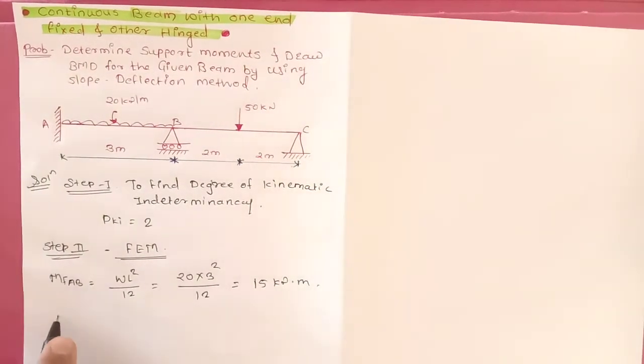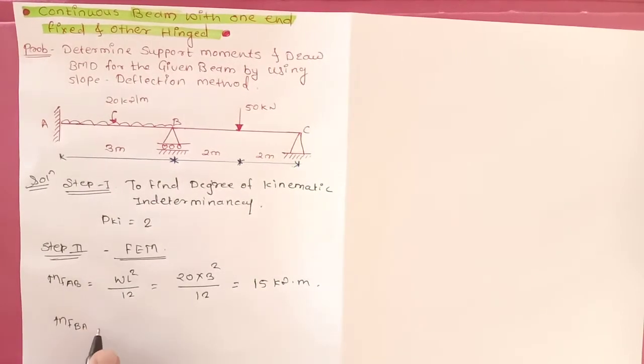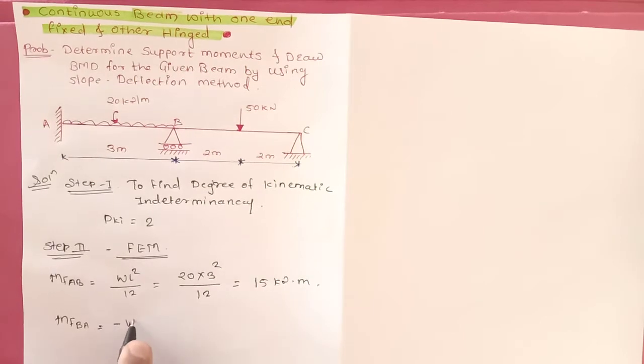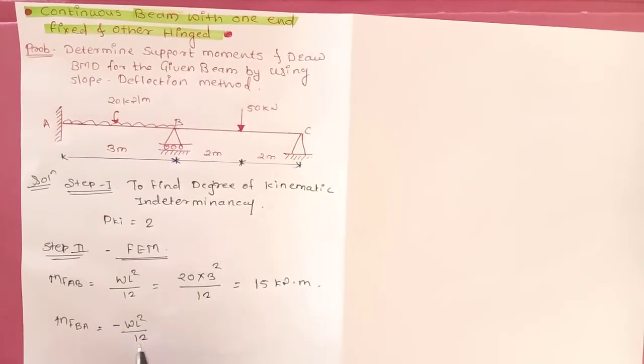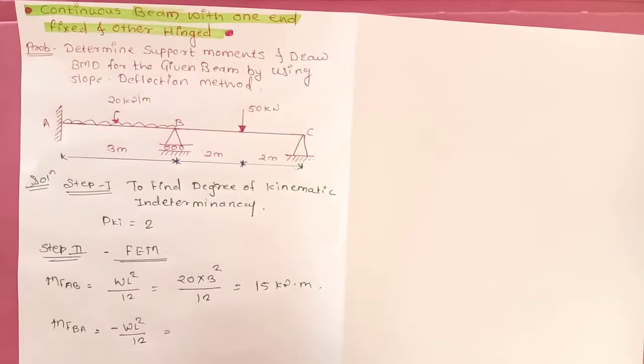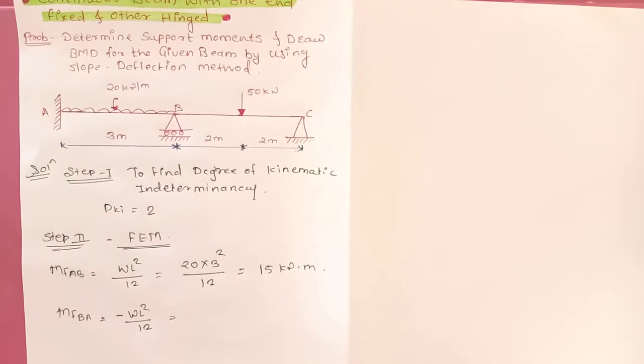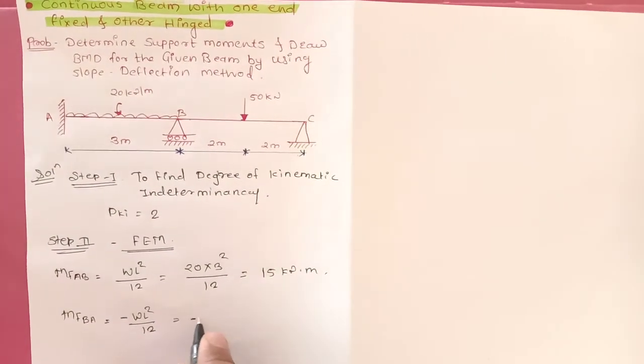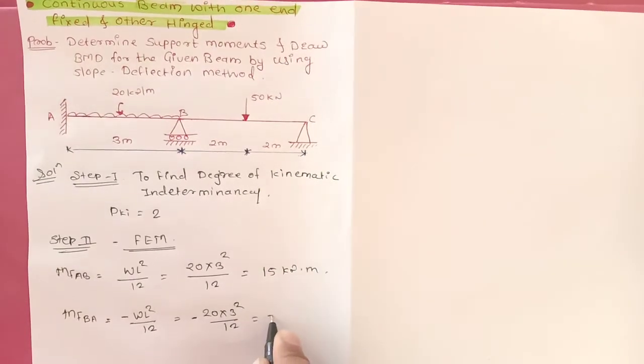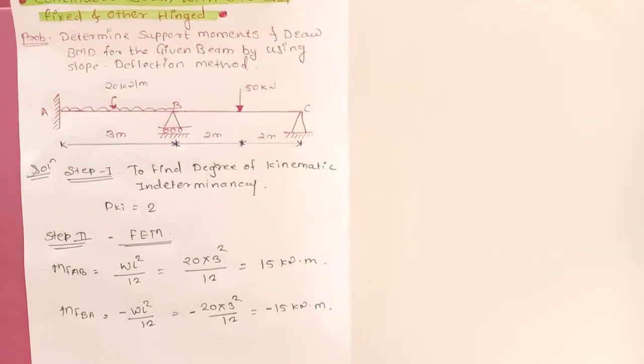Then next, the fixed end moment for member BA. Okay, so the formula is minus WL square divided by 12. W is 20 into 3 square divided by 12. This value is nothing but minus 15 kilonewton meter.